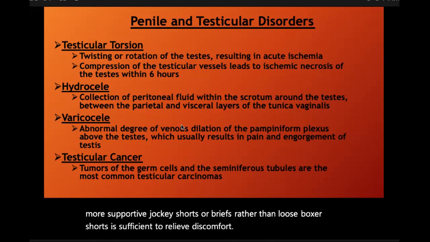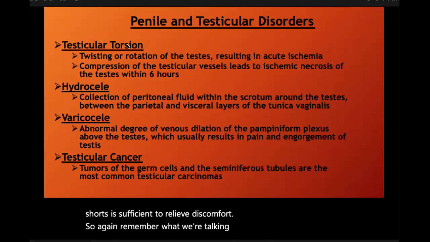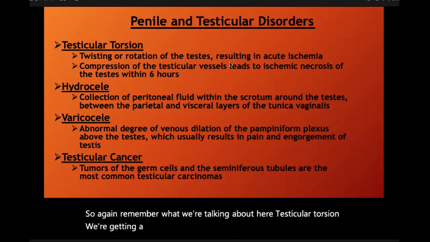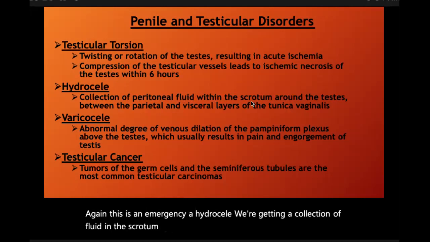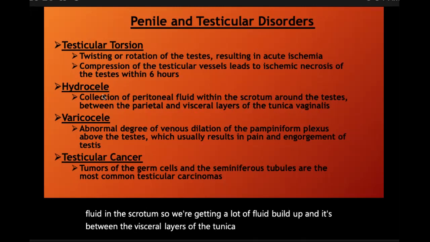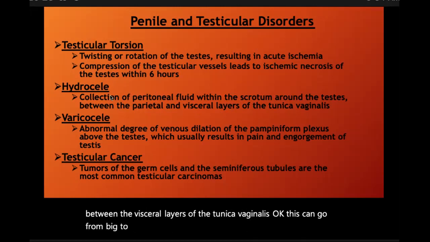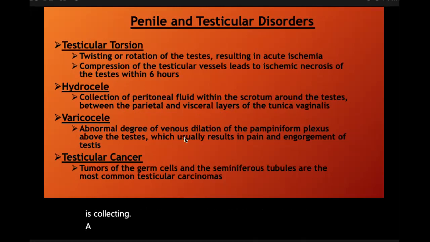So again, remember what we're talking about here. Testicular torsion, we're getting a twisting or rotation of the testes resulting in acute ischemia. Again, this is an emergency. A hydrocele, we're getting a collection of fluid in the scrotum. So we're getting a lot of fluid buildup, and it's between the visceral layers of the tunica vaginalis, okay? This can go from big to bigger. It just depends on how much fluid is collecting. A varicocele is an abnormal degree of venous dilation, which usually results in pain and engorgement of the testes.